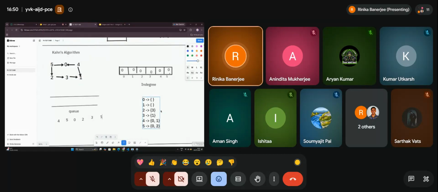Now, how will I get which nodes? Basically, I'll get it from the adjacency list. Like for 5, it is contributing to the in degree of 0 and 2. So for 5, I can directly check the adjacency list. It has 0 and 2. So that means it is contributing to the in degree of 0 and 2.